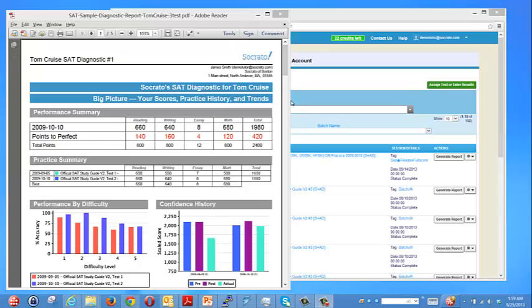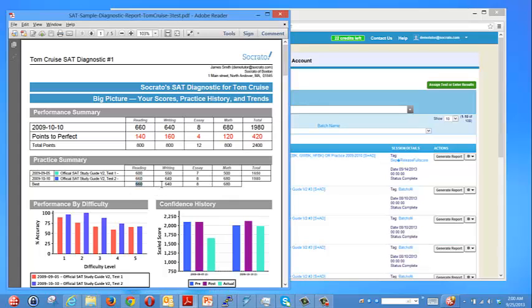Page 1 of the diagnostic report shows the big picture and trends for student preparedness. At the very top is the performance summary. In this, we have the scores for each section and the total points, as well as the points lost in each section. Just below the performance summary is the practice history. It's the history of all practice tests that a student has completed and for which the results were entered in Socrato. At the bottom of the table, there are also the best scores for each practice section to give an idea of what's possible.